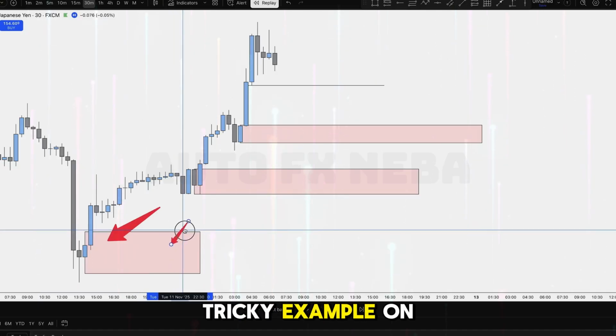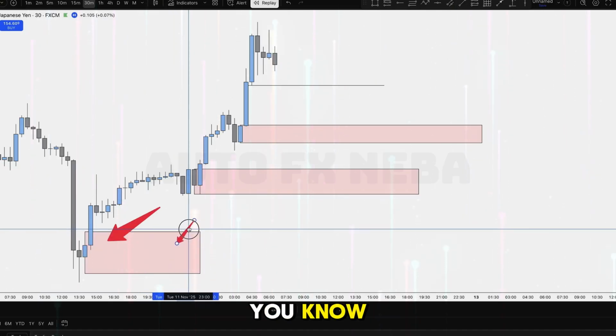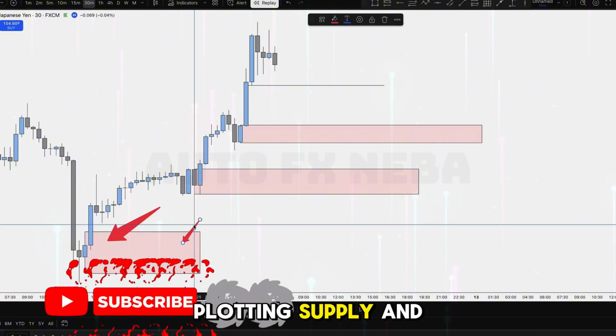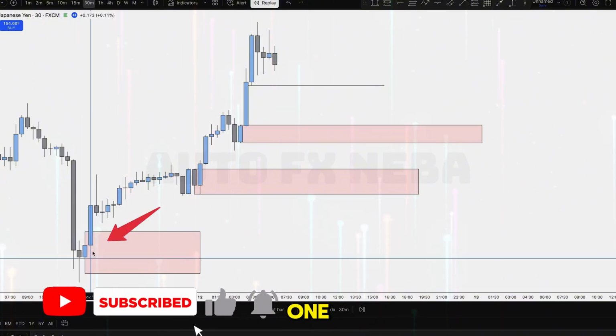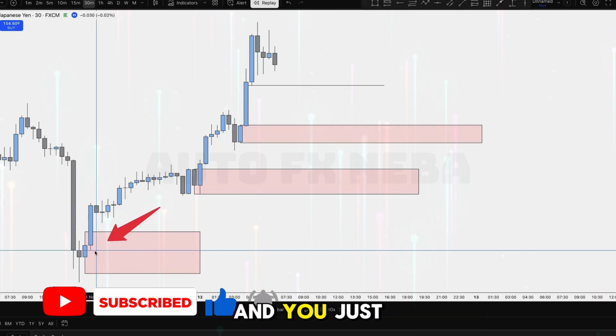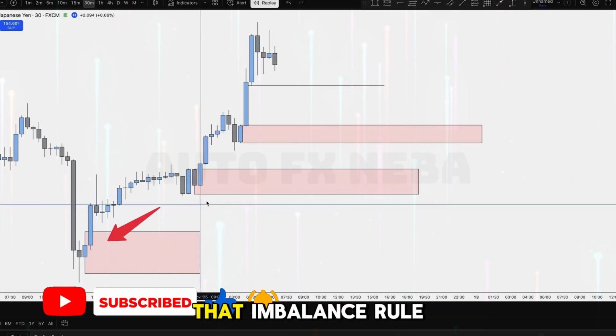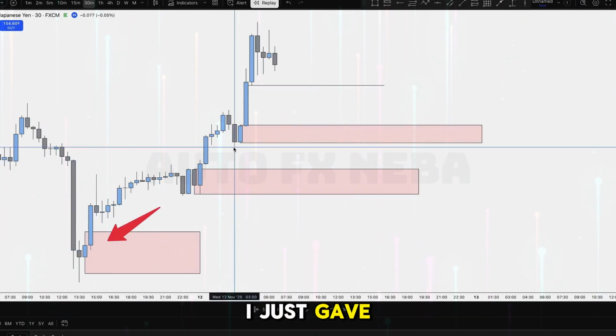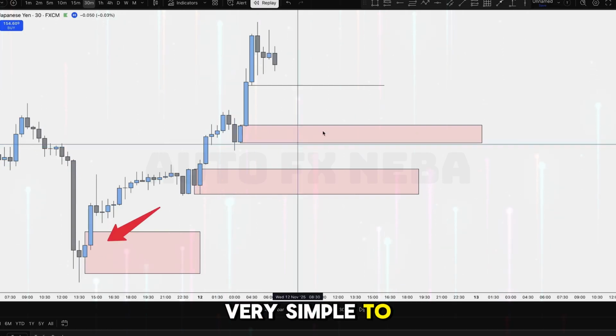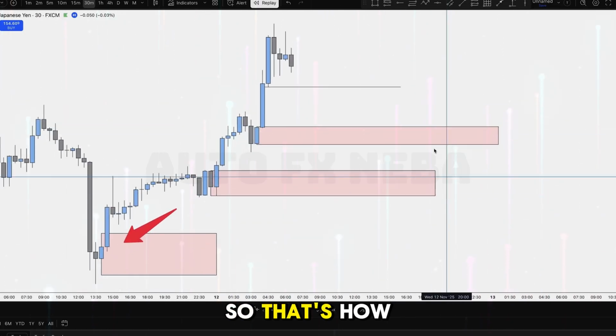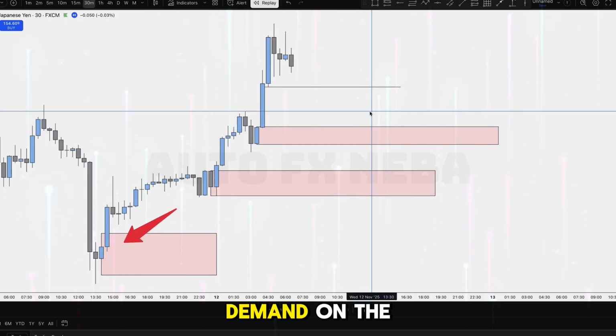I picked a tricky example on purpose to show you the different formats that I will be plotting supply and demand from. But most will just look like one indecision candle before an impulse away, and you just use the last candle before the impulse. That imbalance rule, that open price range rule that I just gave you, makes it very, very simple to actually plot these zones, okay? So that's how I plot them. That's how we mark supply and demand on the charts.